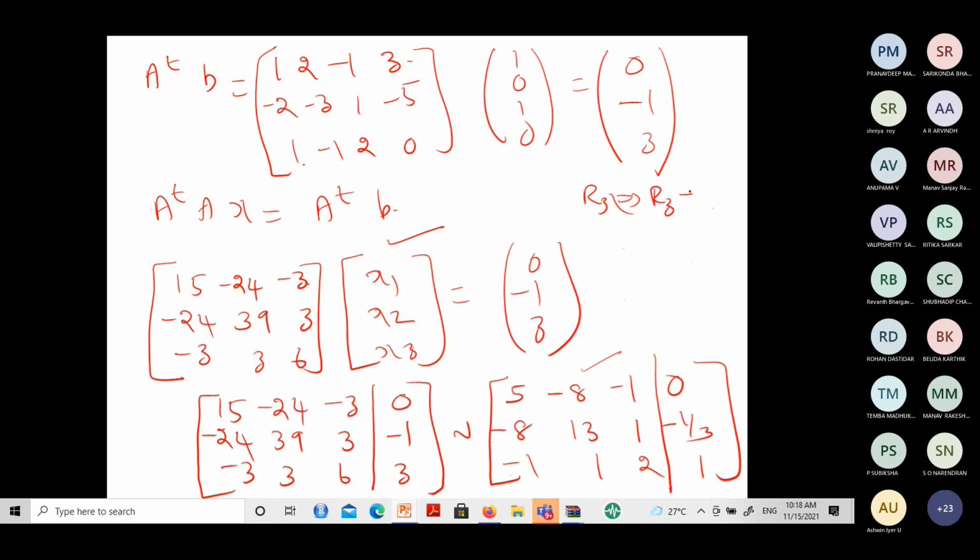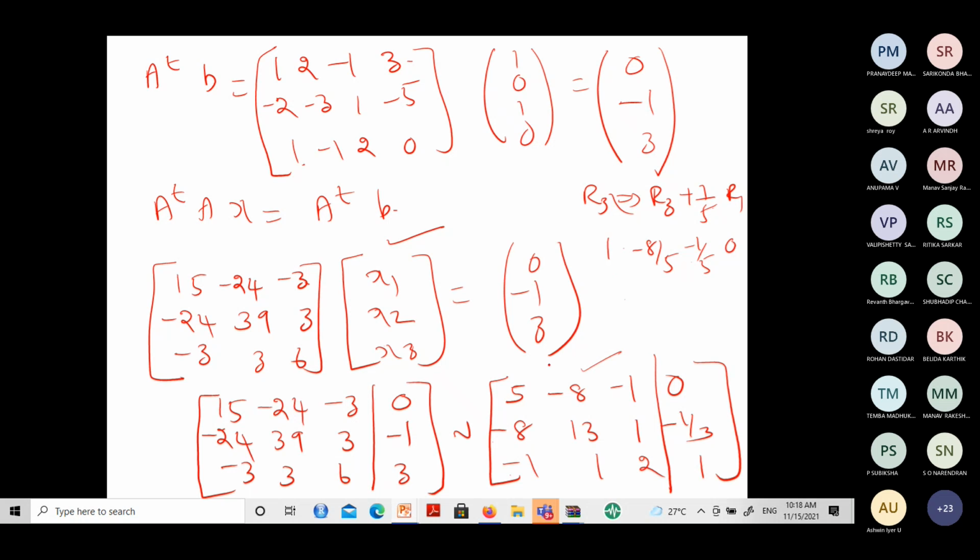R3 plus 1 by 5 R1. Correct? So what is 1 by 5 R1? Ma'am, can we interchange the rows? Interchanging the rows, okay, no issue, because it is after all equations, right? Interchanging rows means interchanging the equations. Okay, that is also possible. But anyway, I have completed. No issue now.